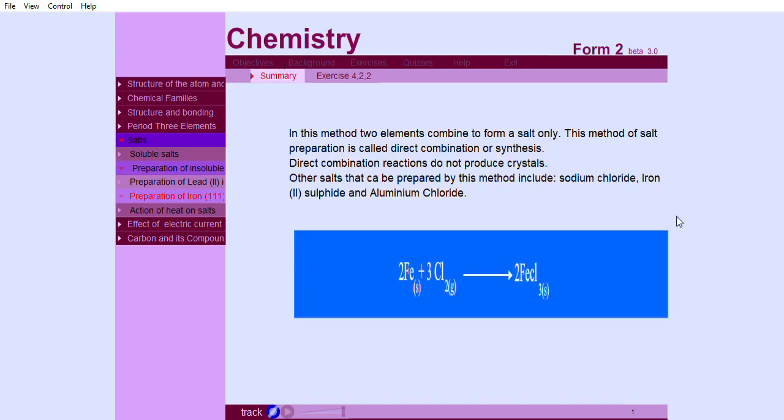In this method, two elements combine to form a salt only. This method of salt preparation is called direct combination or synthesis. Direct combination reactions do not produce crystals, but a powdered product. Other salts that can be prepared by this method include sodium chloride, iron-2 sulfide, and aluminium chloride.